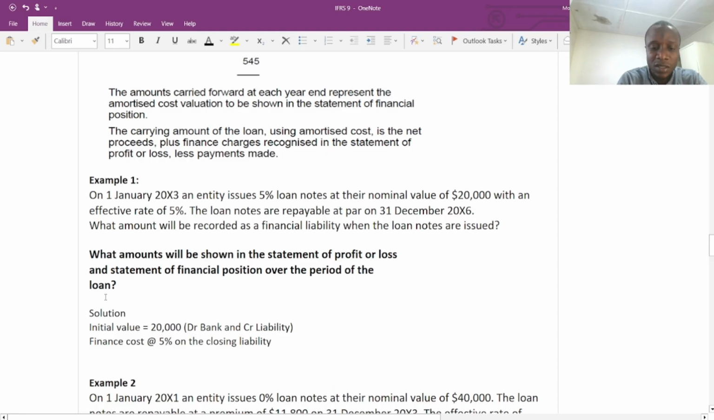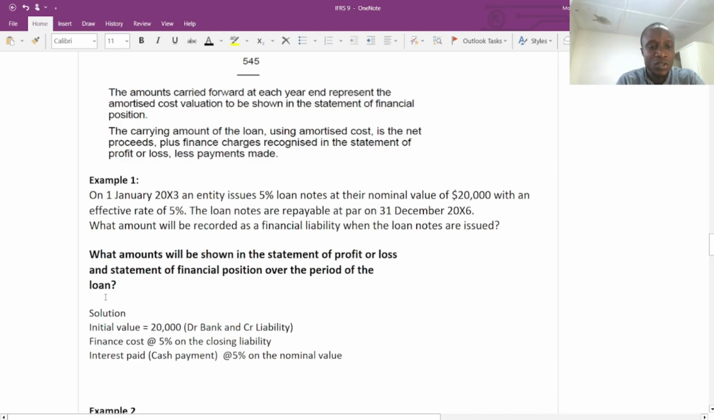Therefore, the cash payment, the interest paid, which is the cash payment, will be at 5% for this question, at 5% on the nominal value. So this is what you need to do.